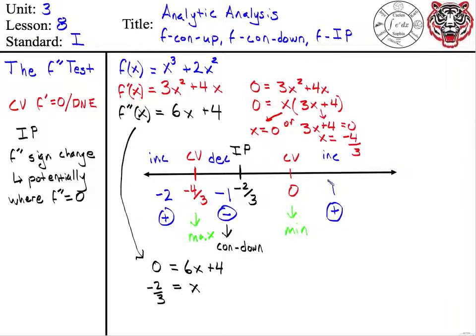Now that I have negative 1 as my test point, I could have used 0. It doesn't really matter. Let's use 0 just to not get confused. If I plug in 0, am I going to get a positive or a negative? Positive. Is that going to be concave up or concave down? Concave up.